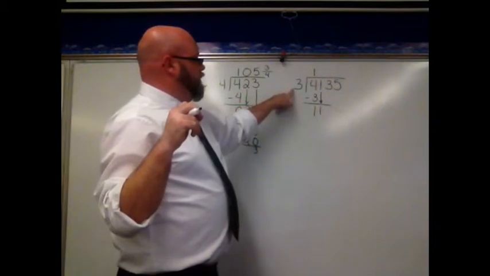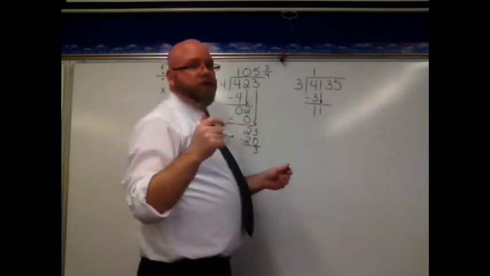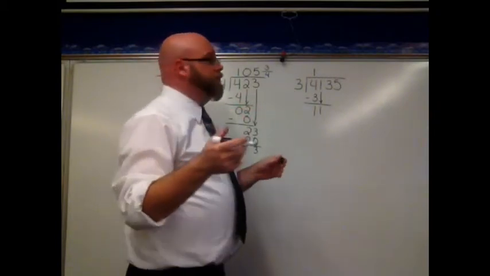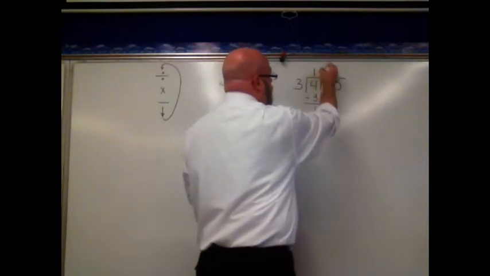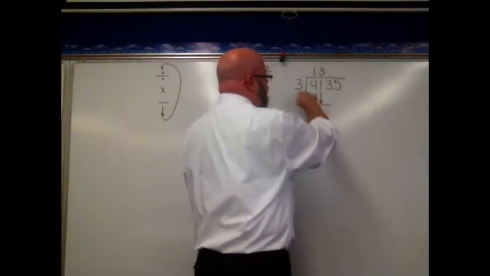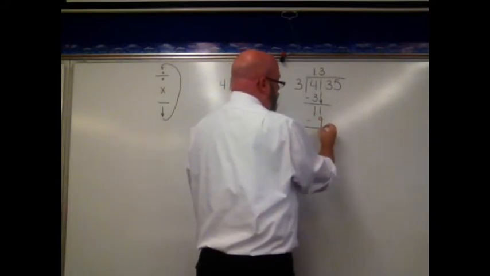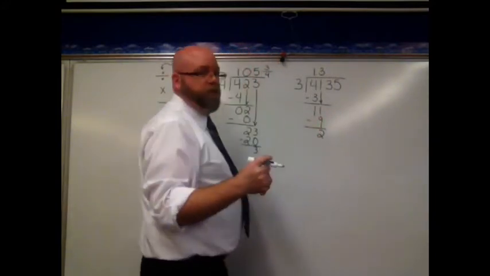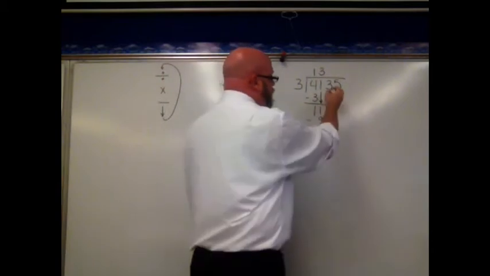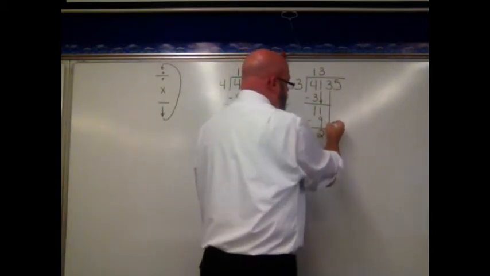11 divided by 3. Well, closest as I can get to that is 3 times 3, which is 9. So I can say 11 divided by 3 is 3. 3 times 3 is 9. Again, I have 2 left over. Bring my 3 down.